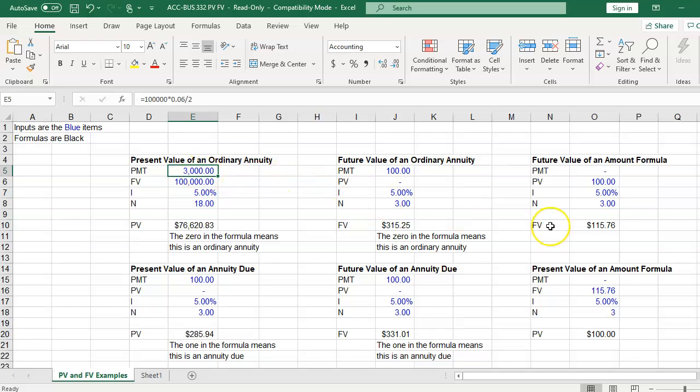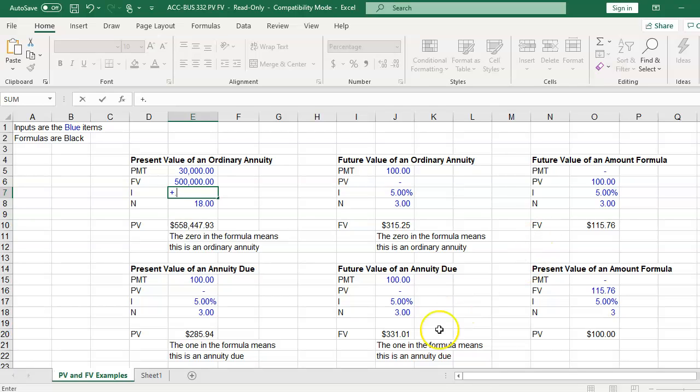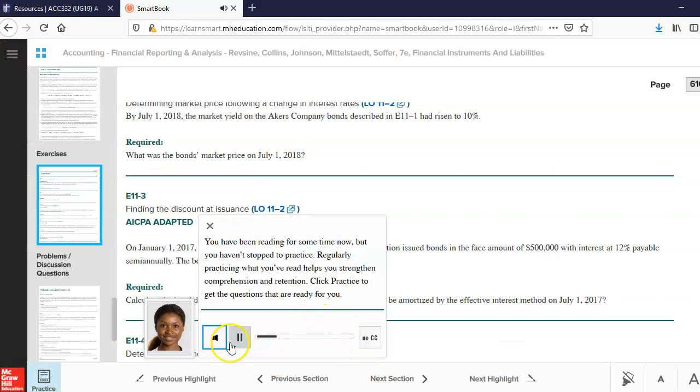Let's go ahead and calculate this one then. This is a $500,000 bond, and the interest payable printed on the contract is 12%, and I divide that by 2 because it's semi-annual, and the future value is the principal of 500. And then the market rate of interest, or the yield, is 14%.